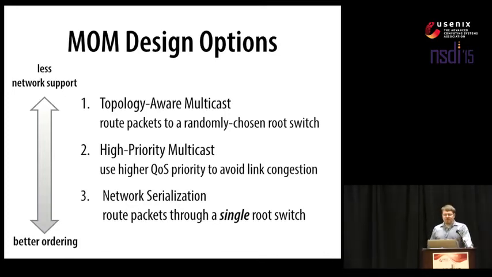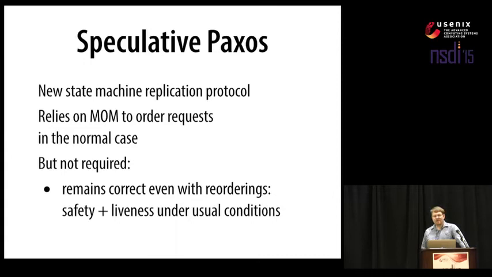Now, with this new primitive, we're going to design Speculative Paxos, which is a new state machine replication protocol that can be used for the same purposes as Paxos. In the normal case, it relies on MOM to order requests, but I should note that that's only required for performance. If there are ordering violations, the protocol remains correct and provides the same safety and liveness properties that we're accustomed to with Paxos.